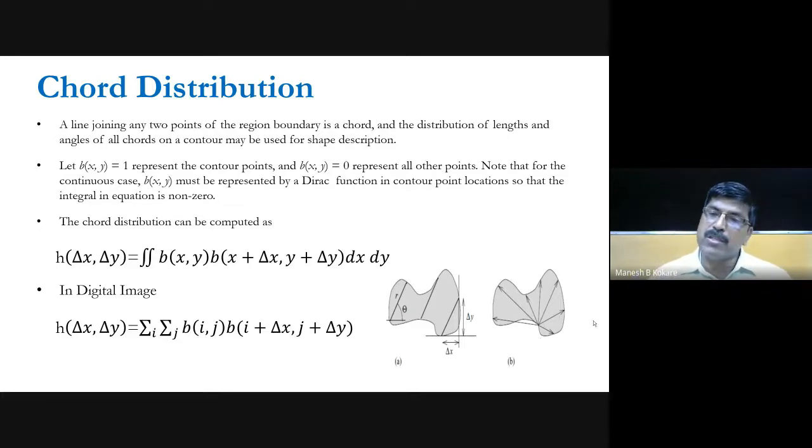Similarly, all these boundary points have y coordinates. If you form a vector of the y coordinates and take the Fourier transform, you get the Fourier coefficients of x as well as the Fourier coefficients of y coordinates. These Fourier coefficients can be used as a shape descriptor, and these Fourier descriptors can be rotation and scale invariant.